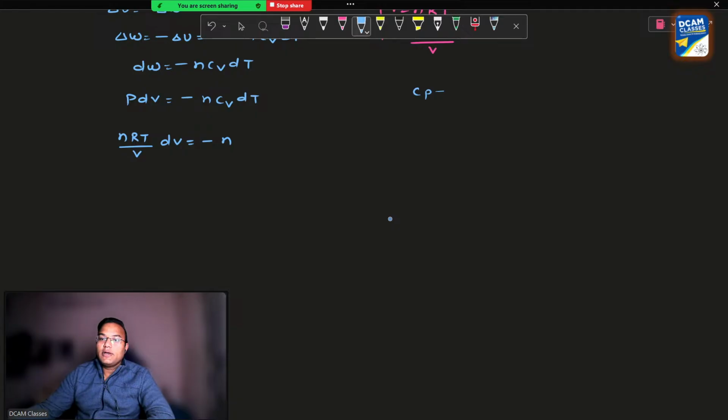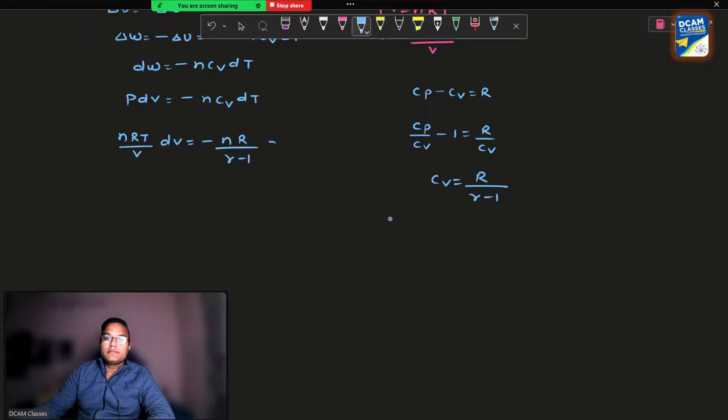Cp and Cv I've already derived. If you want to get the value of Cv, divide the whole equation with Cv. It will become Cp by Cv minus 1 is equal to R by Cv. So Cv is equal to R by gamma minus 1. This only I am using. So nR I'll cancel. So dV by V is equal to minus 1 by gamma minus 1 dT by T.